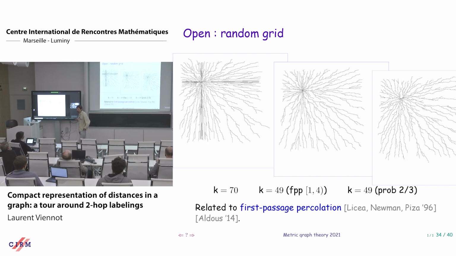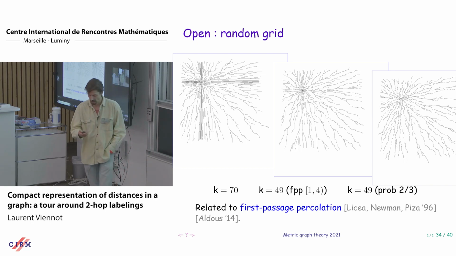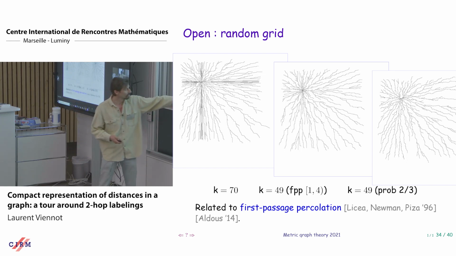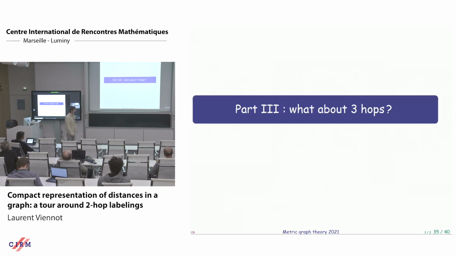So for those who like to do some probability analysis, it would be interesting to analyze the asymptotic skeleton dimension of a square root of n by square root of n grid. Of course, this is related to first passage percolation, and there is work that goes in that direction and notably connects to highway dimension, which is a related parameter.